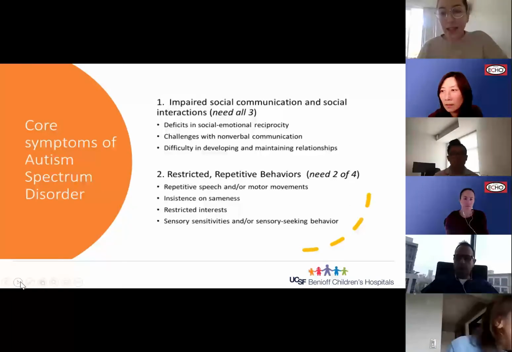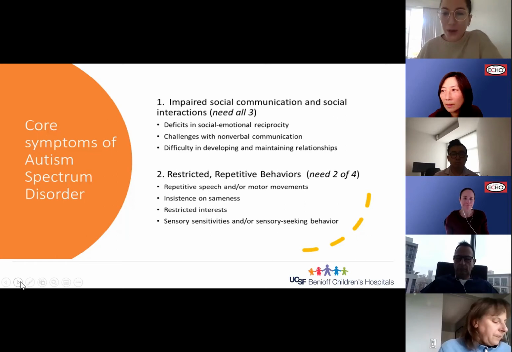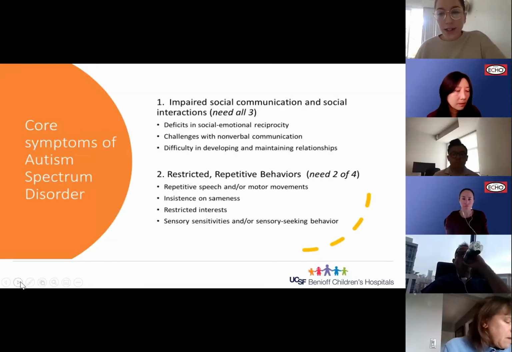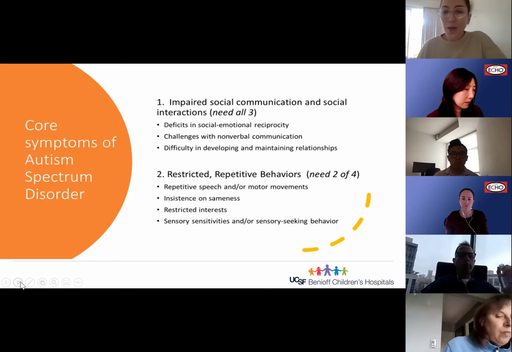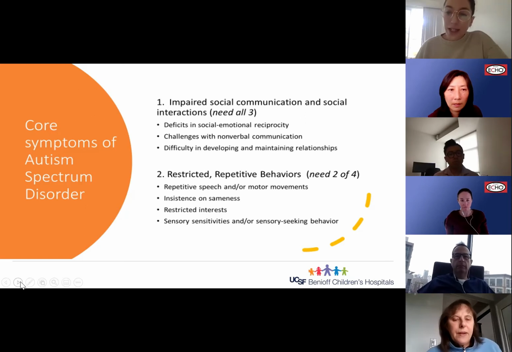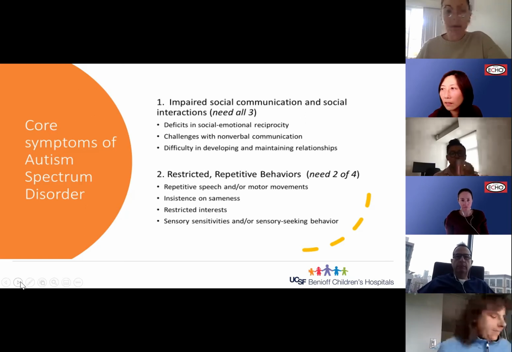And then the second bucket and category are those restricted repetitive behaviors. What falls within that are repetitive speech or motor movements or mannerisms. We call those our stereotypic movements, or stimming for short. We're looking for certain rigidities that may come out as insistence on sameness, restricted or preferred interests, and then sensory sensitivities, as well as sensory seeking behaviors. Next slide.